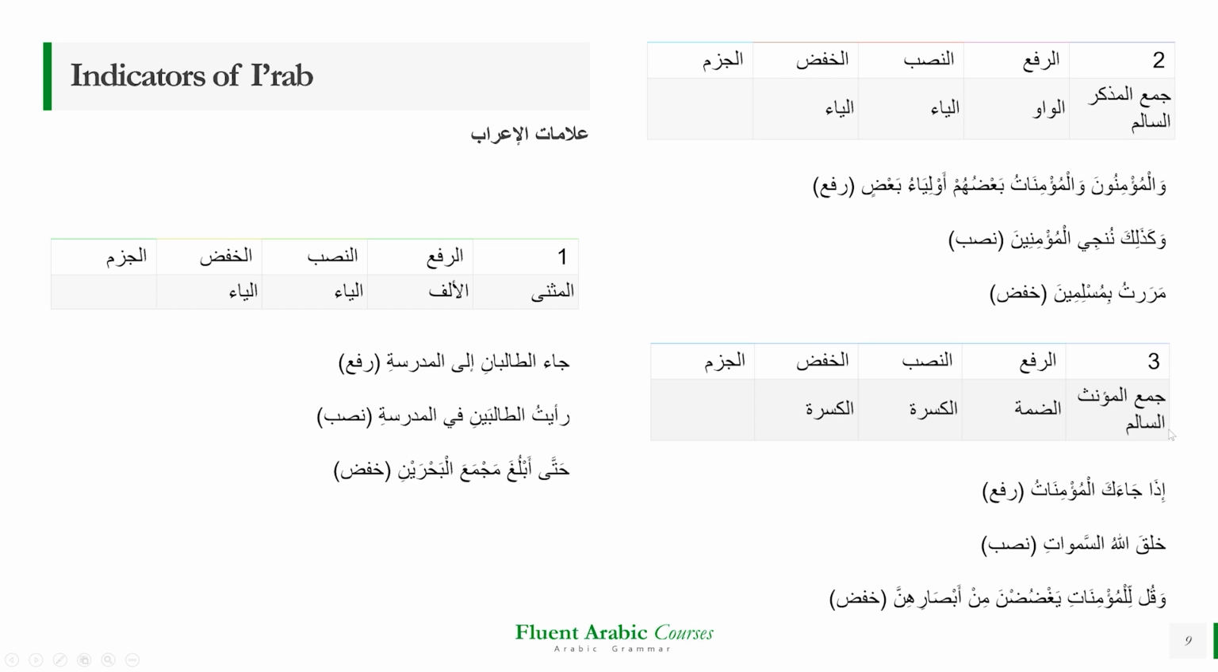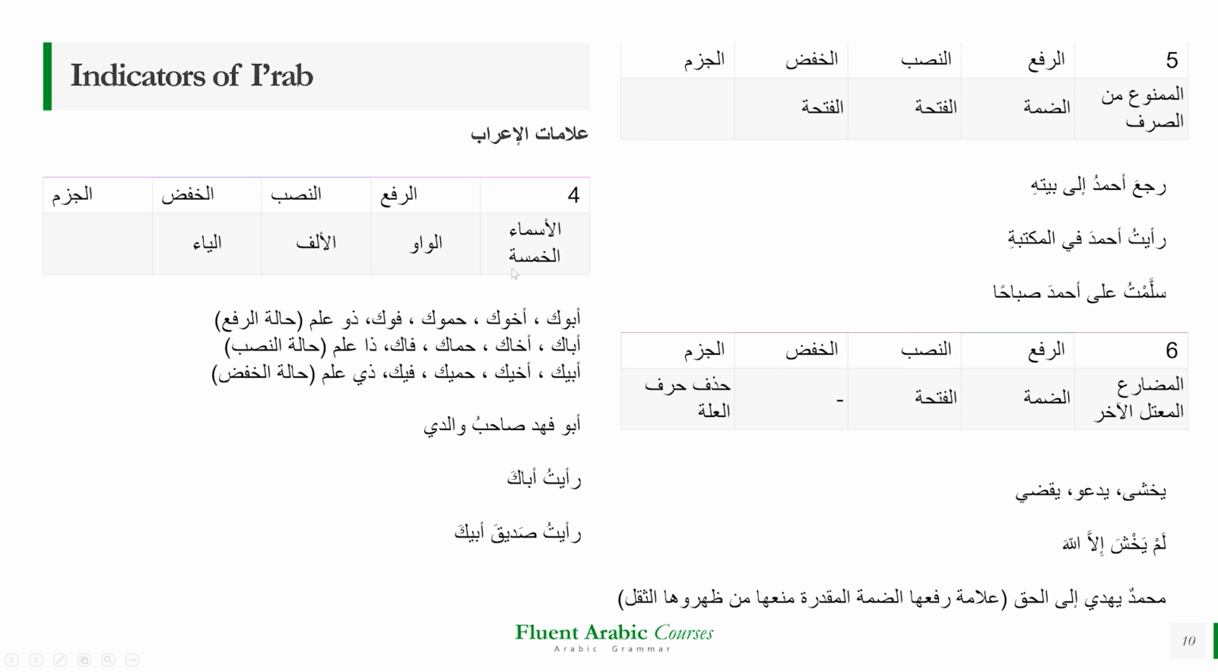Then we have جمع المؤنث السالم, or the sound feminine plural. For the sound feminine plural, the rafa is indicated by the dhamma, the nasab by kisra, and the khafdh again by kisra. إذا جاءك المؤمنات. Here the dhamma indicates the i'rab. خلق الله السماوات, the state of nasab. وكل المؤمنات يغضضن من أبصارهن, the state of khafdh by kisra. So the state of nasab, instead of taking the fatha, it takes the kisra.